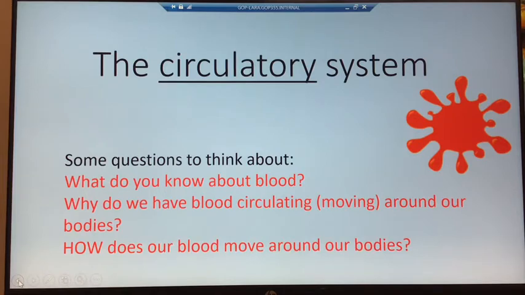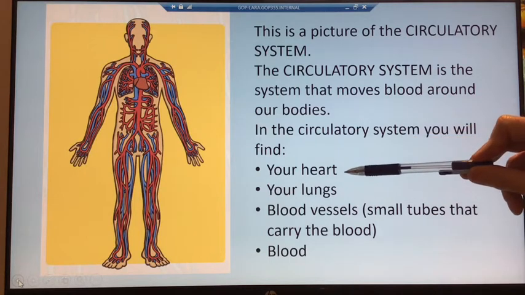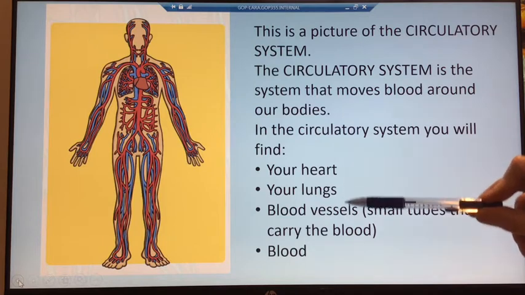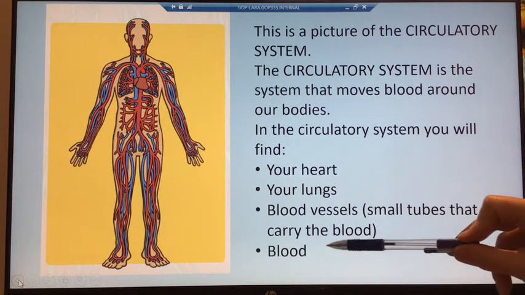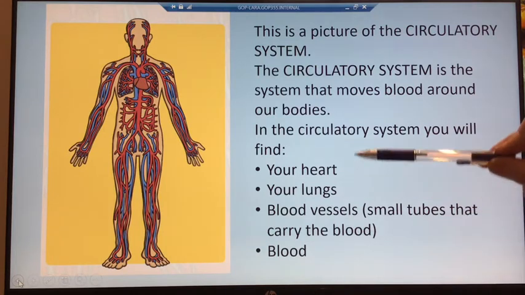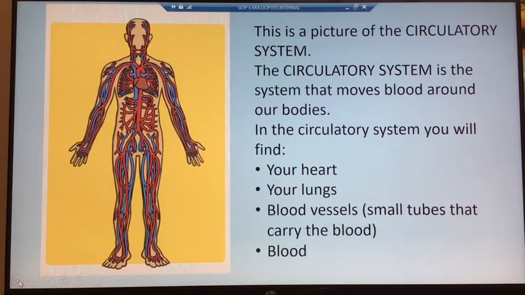Well, this is a basic picture of the circulatory system, and it's the system that moves blood around our bodies. And there are many things in the circulatory system, but the four main ones that we will be looking at is your heart, your lungs, blood vessels, which are small tubes that the blood flows through, and the blood itself. So these four main things: heart, lungs, blood vessels and blood.